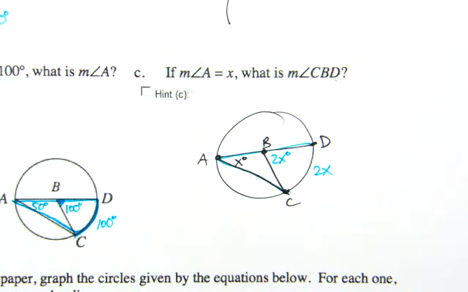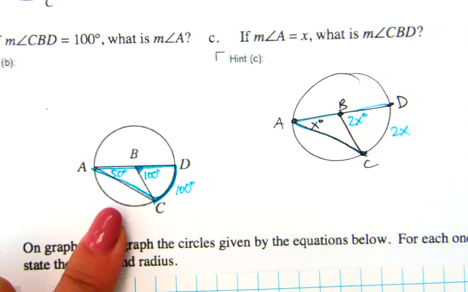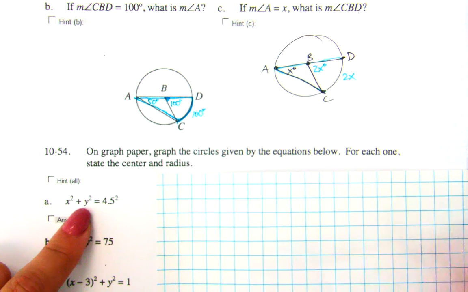Number 54 requires graph paper. If you don't have graph paper, then please pause and go get some graph paper, because A, B, C, and D all require you to actually graph the circles that we're about to do. So press pause and go get graph paper. Okay, first one, part A. X and Y.